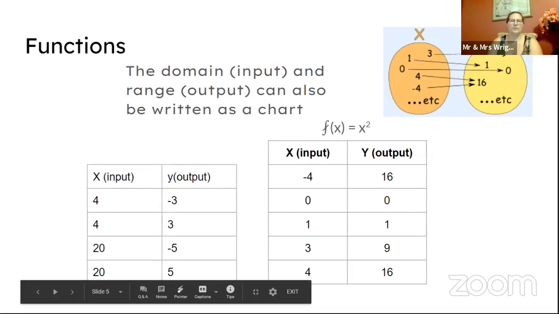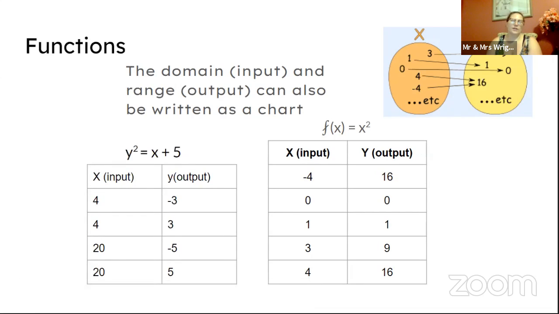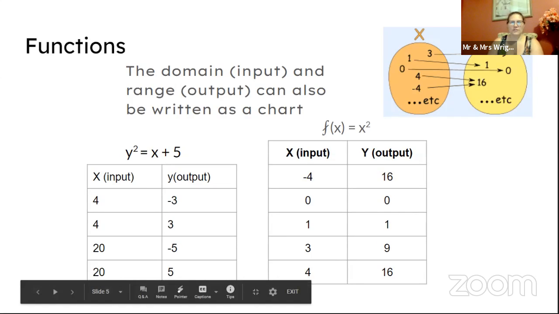Let's look at this one. Here we have the equation y squared equals x plus 5. And you can see the inputs. 4 gives us an output of -3, but 4 also gives us the output of 3. Well, that's one input, and it produces two different outputs, a positive and a negative.